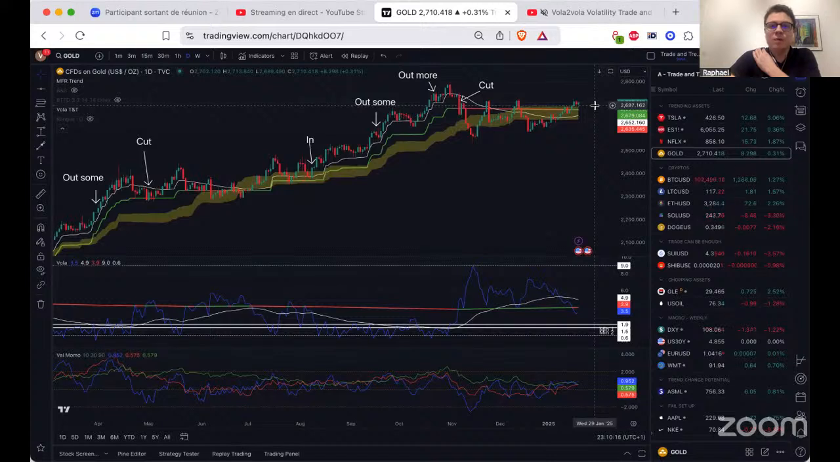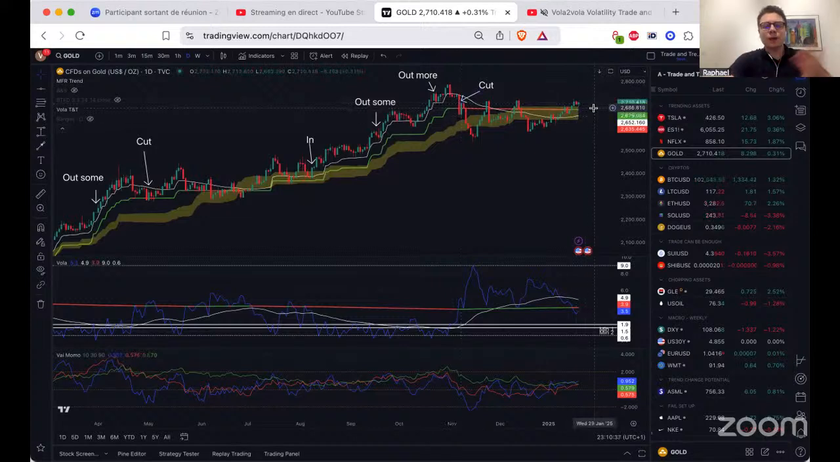I may miss some points, but look, we cut here. I mean, we are back where we cut the position. So did we miss anything? Not really. And do we have probabilities in our favor? No, we don't. So we wait.